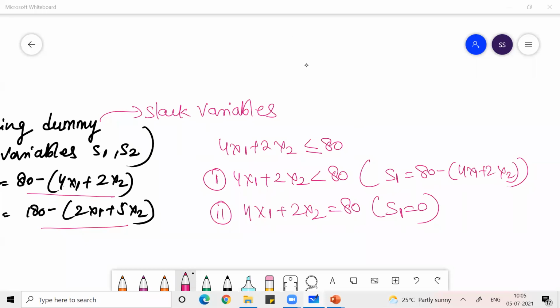What about others? Others, everyone understood, right? So we'll call them a slack variable. The purpose of introducing this slack variable is to convert the inequality, which is less than or equal to, into an equality. For that reason only we introduce these slack variables. So why two slack variables? Because two constraints are there.